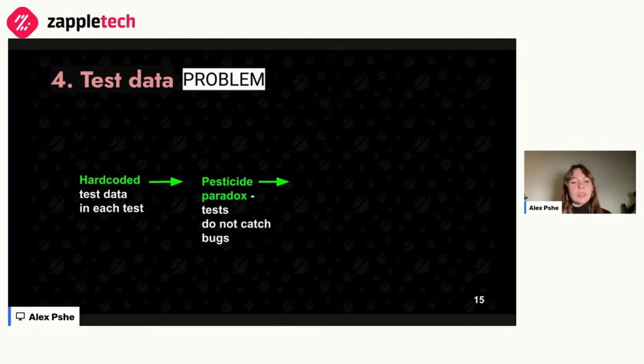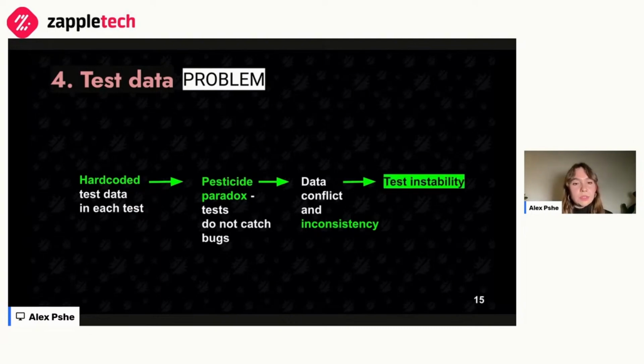Yeah, but also another problem, and maybe even a more important problem, is that in this case we will have a lot of data conflicts and also inconsistency of our environments. And it will lead finally to test instability. So as you know, probably stability of tests is one of the most important criteria for our tests, because otherwise it becomes expensive and pretty inefficient. So how can we solve this problem?